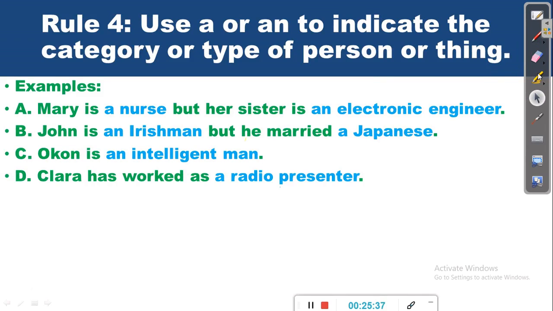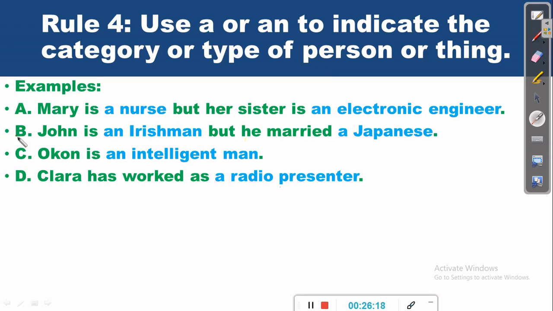Rule number 4 states as follows: use a or an to indicate the category or type of person or thing. When we are talking about a type of person, or we are talking about a class of things, a category of things, in other words, we are now talking about something that belongs to a particular class, but we are talking about it in general terms.